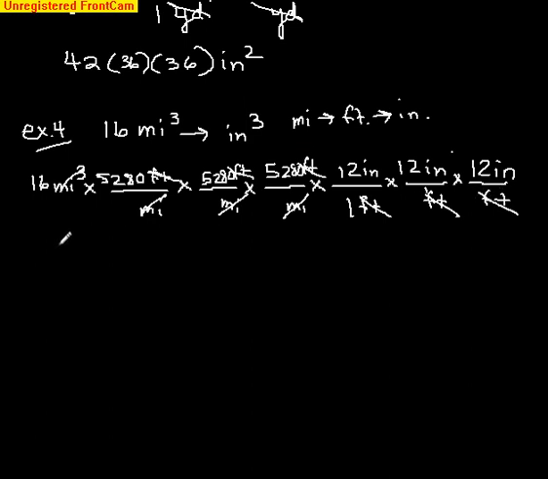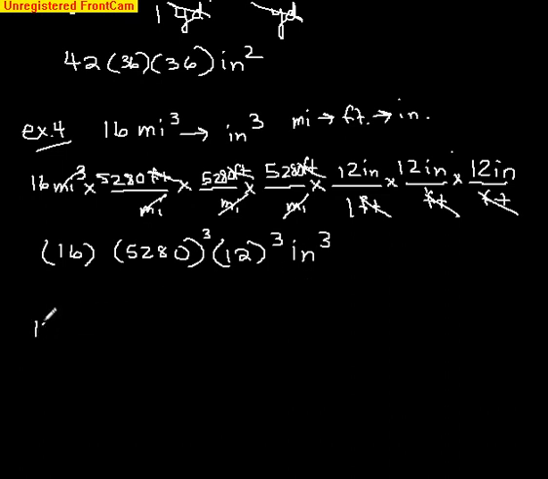And we're going to end up with 16 times 5,280. Instead of writing this out 3 times, you can just write cubed. And then it's going to be 3 12s, so it'll be 12 cubed, and then it's going to be inches cubed. Inches times inches times inches is inches cubed.